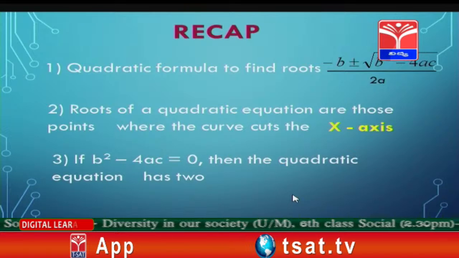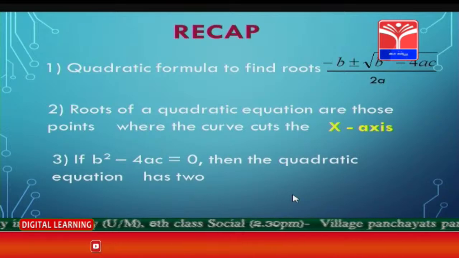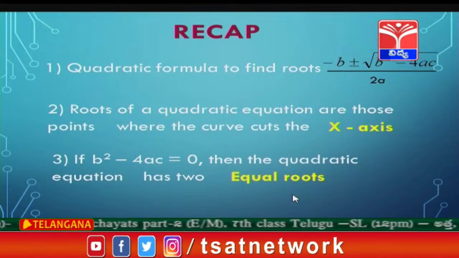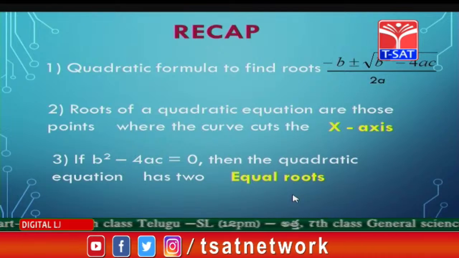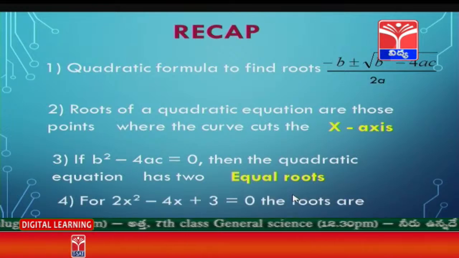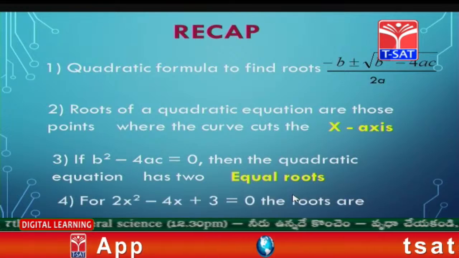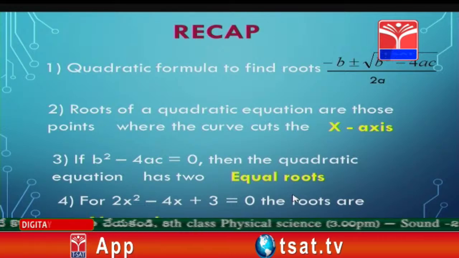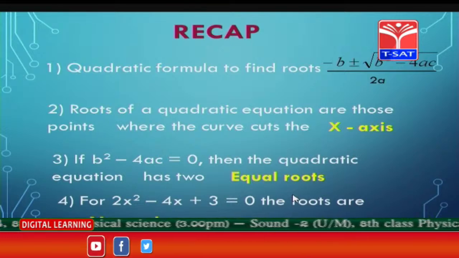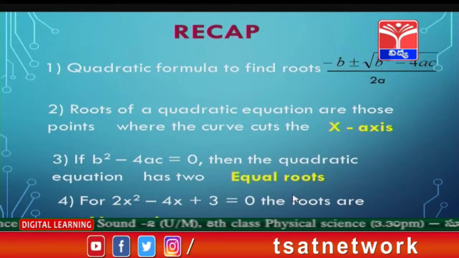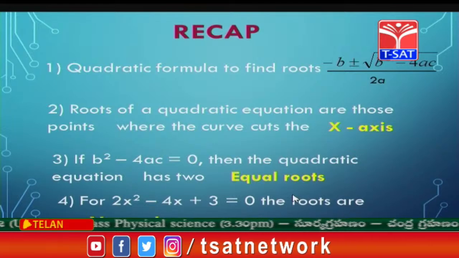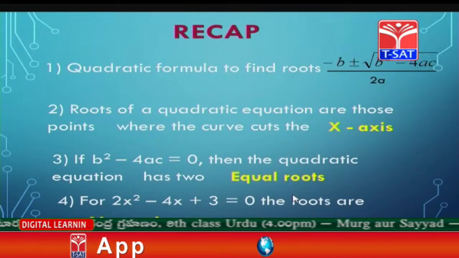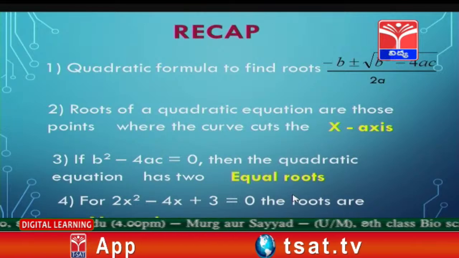If b square minus 4ac is equal to 0, then the quadratic equation has two equal roots. For an equation like 2x square minus 4x plus 3 is equal to 0, the roots are not real, because when we substitute the a, b, c values in b square minus 4ac, we get a negative value, and we know any discriminant getting negative value will have no real roots.